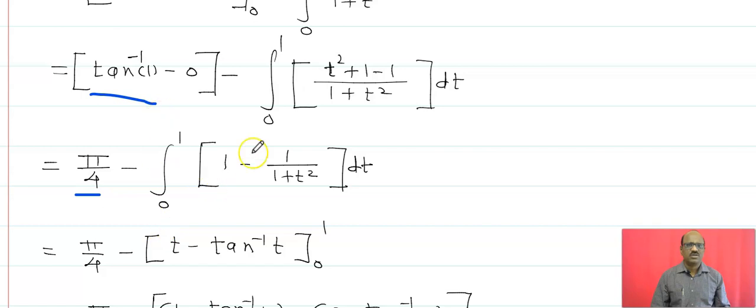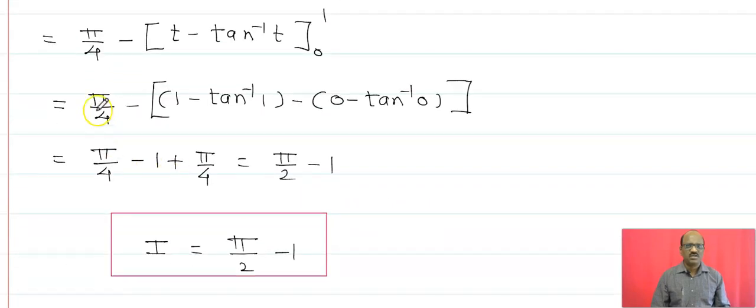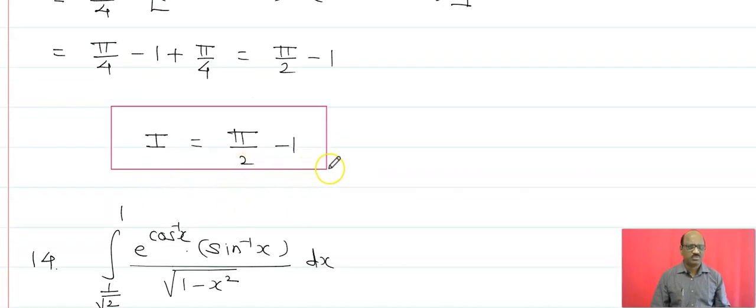Integral 0 to 1. What about t square plus 1 upon 1 plus t square? It is 1 minus 1 upon 1 plus t square, bracket complete into dt. What about the integral of 1? Integral of 1 is t minus tan inverse of t, 0 to 1. Lower limit is 0 and upper limit is 1. Substitute upper limit minus lower limit. That is 1 minus tan inverse of 1 minus 0 minus tan inverse of 0. That is pi by 4 minus 1 plus tan inverse of 1, and tan inverse of 1 means what? Pi by 4. Now pi by 4 plus pi by 4 is pi by 2 minus 1, and hence I is equal to pi by 2 minus 1.